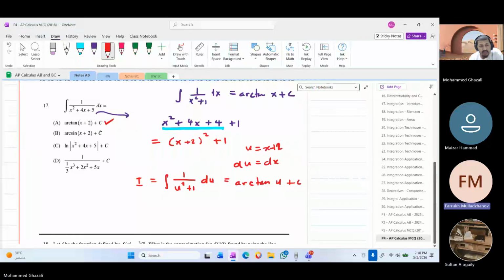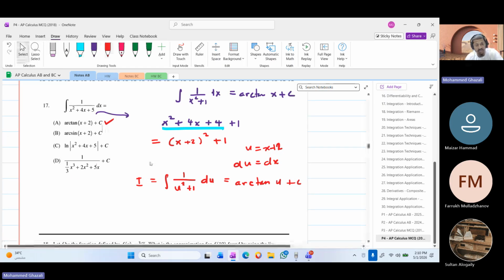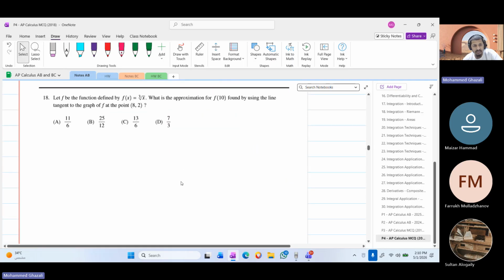Obviously, it can't be arcsine. Arcsine is for the square root forms. It can't be ln because if you differentiate ln, you're going to get 2x plus 4 on top and this part at the bottom. So they give you some nonsense options as well. Obviously, you could have differentiated the first answer to check whether you get the same integral, and you will.